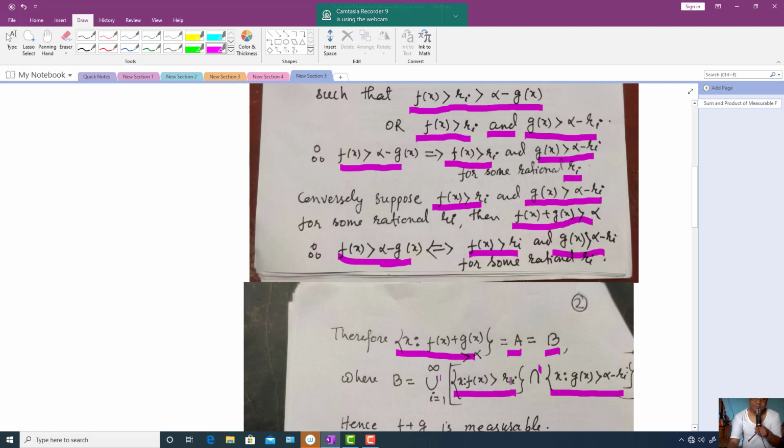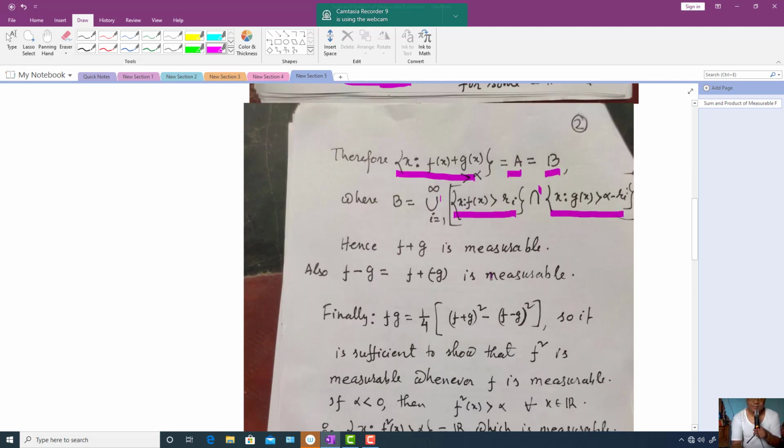Now let us see here. This function f is measurable, therefore this set is measurable for each Ri. And this function g is measurable, therefore this set is measurable for each alpha minus Ri. Alpha is a real number, Ri is also a real number, and alpha minus Ri is another real number. So g being measurable, this set is going to be measurable. So it is the intersection of two measurable sets, therefore this whole set is measurable.